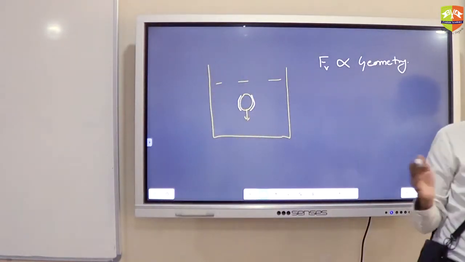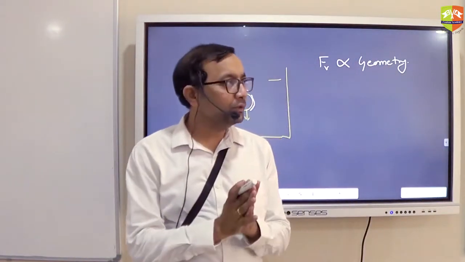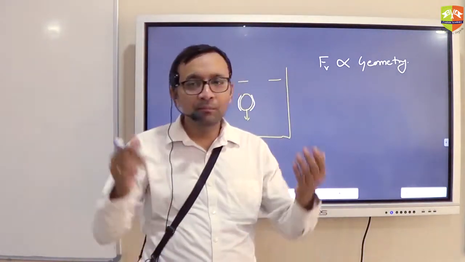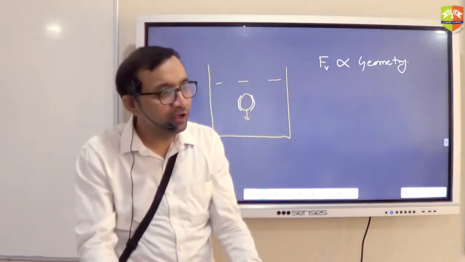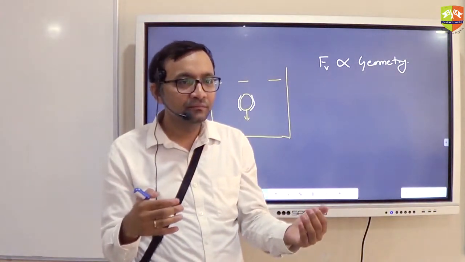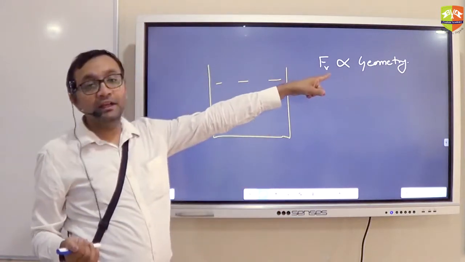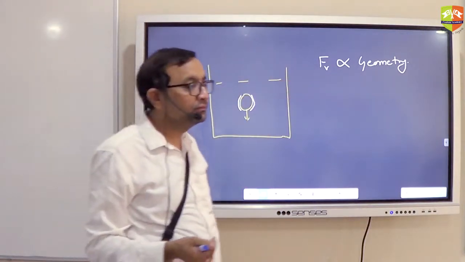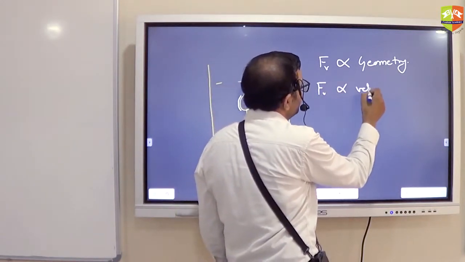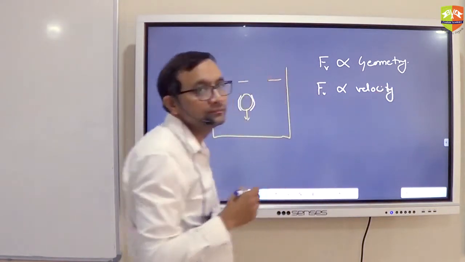See, you can consider, for example, two spheres of different masses moving inside the fluid with the same velocity. Does it matter which object is heavier? It doesn't matter for what the fluid is applying. So, it depends on geometry. What else should viscous force depend on? Viscous force should depend on the velocity of the object. What else?